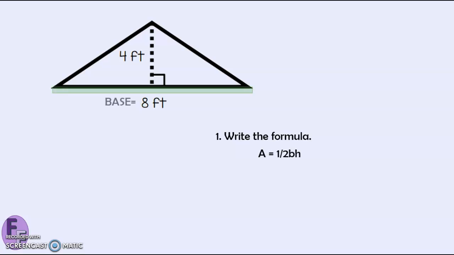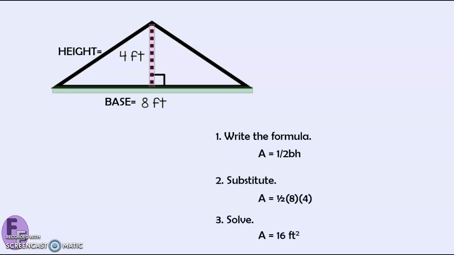First step, write the formula. Area equals 1/2 the base times the height. Then identify the base and the height of the triangle. Substitute in the numbers for the base and the height.